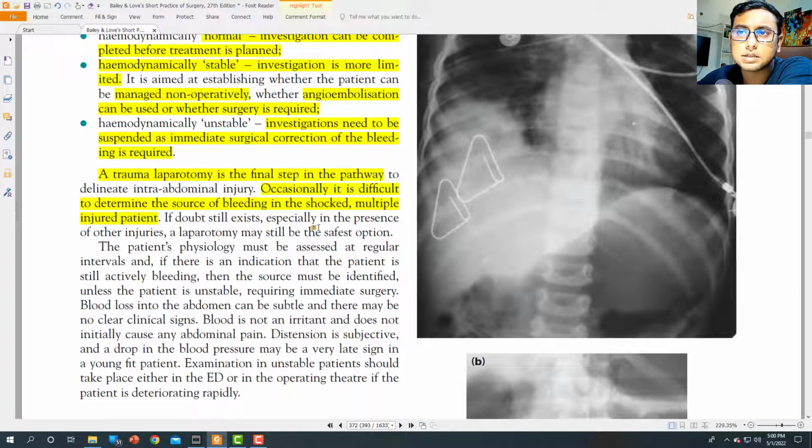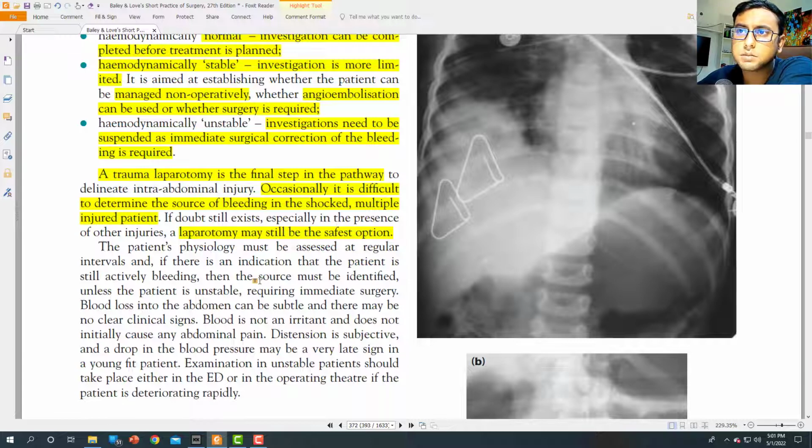If doubt still exists, especially in the presence of other injuries, laparotomy may still be the safest option. So laparotomy is the option. If you are confused about abdominal injury or blunt trauma abdomen, in this case go for laparotomy, because there is no other way. By doing this you will find the bleeding point, and you can also find other organs that might be affected by the trauma.